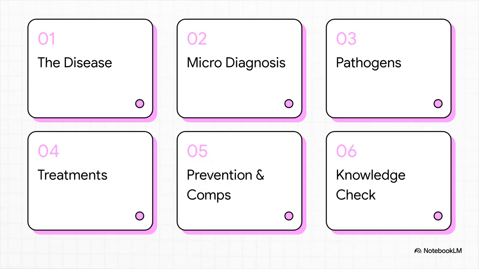All right, here's our plan. First, we'll nail down what the disease actually is. Then, we'll talk about how to diagnose it microbiologically, what bugs we're looking for, and of course, how to treat it. After that, we'll touch on prevention and complications and wrap things up with a little clinical challenge to see how it all fits together.